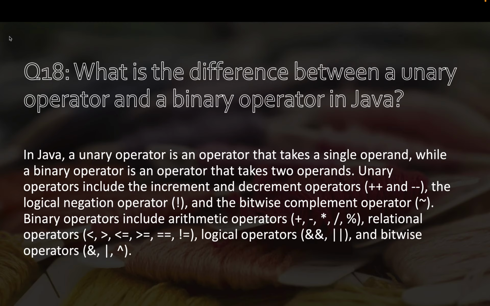Question number 18. What is the difference between a unary operator and a binary operator in Java? In Java, a unary operator is an operator that takes a single operand, while a binary operator is an operator that takes two operands. Unary operators include the increment and decrement operators, the logical negation operator, and the bitwise complement operator. Binary operators include arithmetic operators, relational operators, logical operators, and bitwise operators.